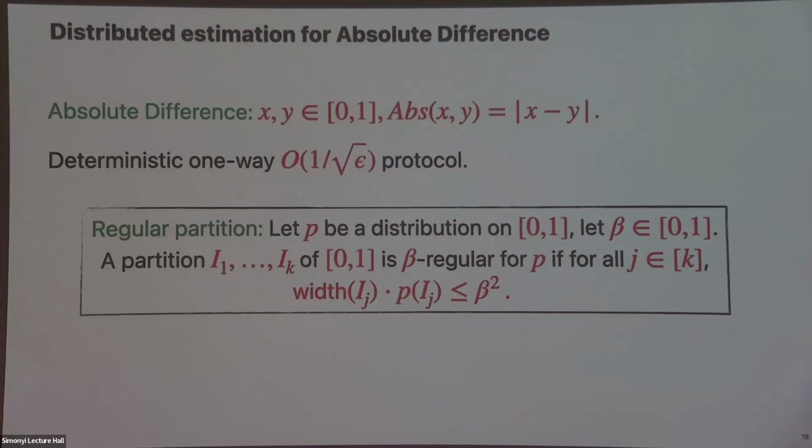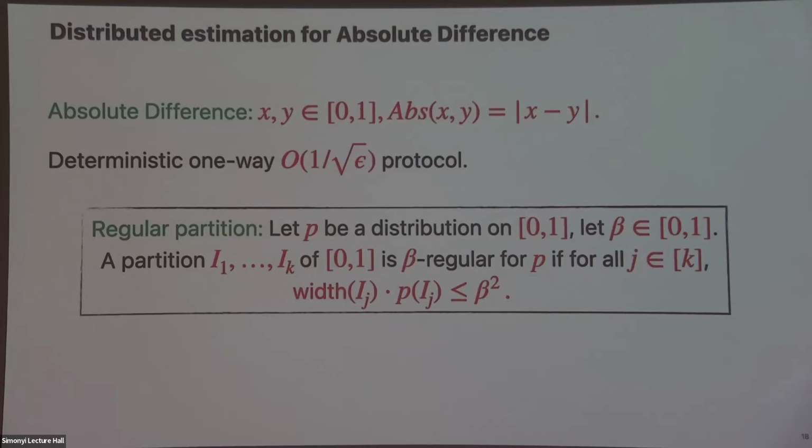So at first cut, just think of asking that the width of the interval is bounded by beta and the probability of the interval is bounded by beta. If you can do this, you're great. But we may not always be able to do this. Why?